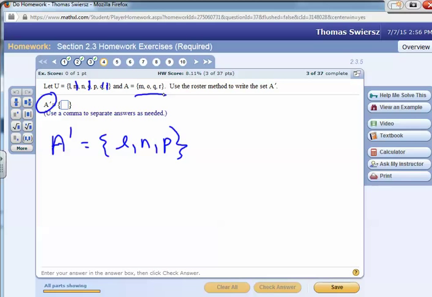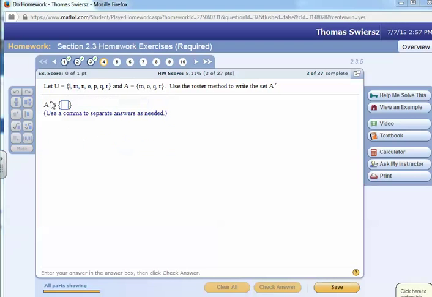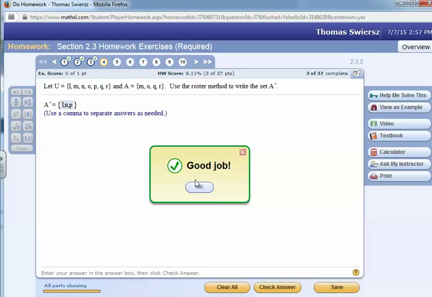And then use a comma to separate your answers. So you'd put in L, comma, N, comma, P, and we got the correct answer. The braces are already there, so you don't need to include braces.